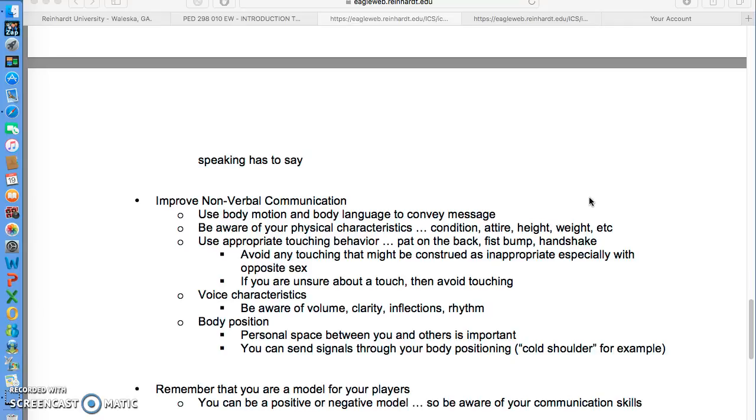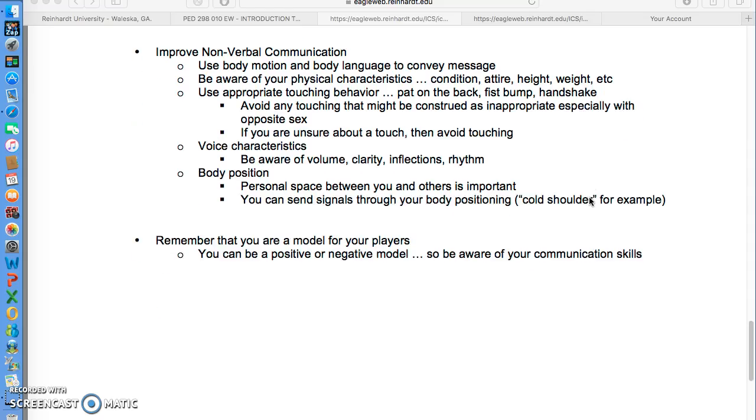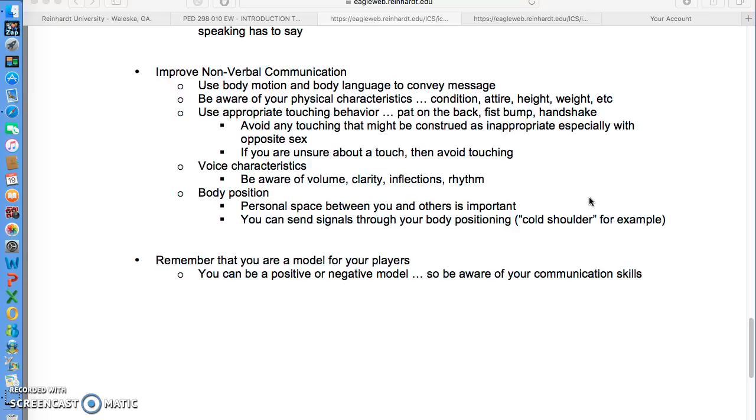And then improve your nonverbal communication, meaning learn how to use body language to convey what it is you're trying to do. Sometimes that might be the way that you talk. Somebody might be physical, like slapping hands, fist bump, that type of thing. And probably the most important thing is to remember that you're a role model. Okay, your players, believe it or not, will model exactly what they see out of you. If you're negative, they'll be negative. If you're positive, they'll be positive. And so that's a huge thing to learn.